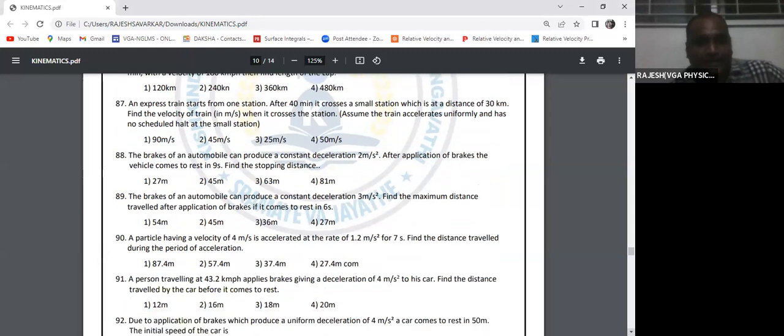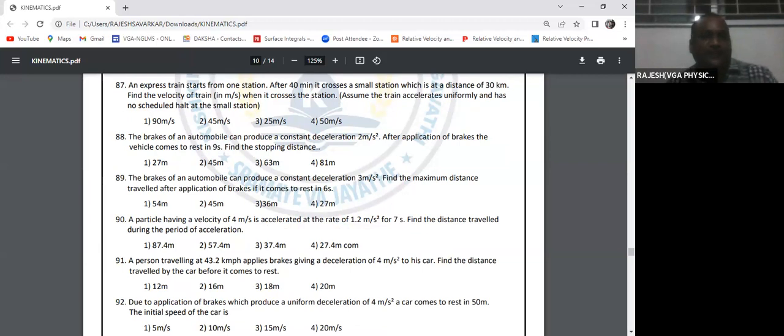The brakes of an automobile can produce a constant deceleration of 2 meters per second square. After application of brakes, the vehicle comes to rest in 9 seconds. Find the stopping distance. Here, you can take final velocity 0. So I can write S equal to vt minus half a t square. A is minus 2 already. So half a t square, it will be 81 meters. T square is 81, no? You can use vt minus half a t square. That will give the answer quickly.